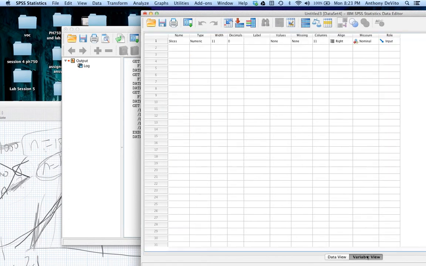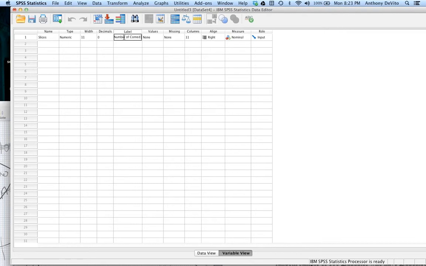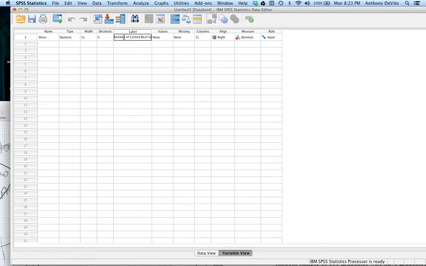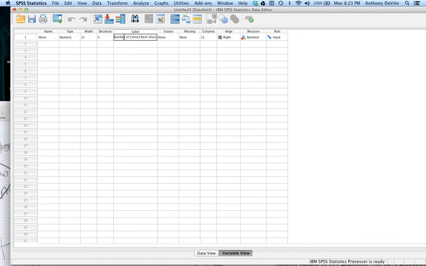If I click on variable view, you'll see there's one line filled in for the variable name, slices. If I want, I can make a more descriptive label such as number of corned beef slices. And I can tell it, by the way, this is not nominal data, this is numerical data. I'm going to change it to scalar.